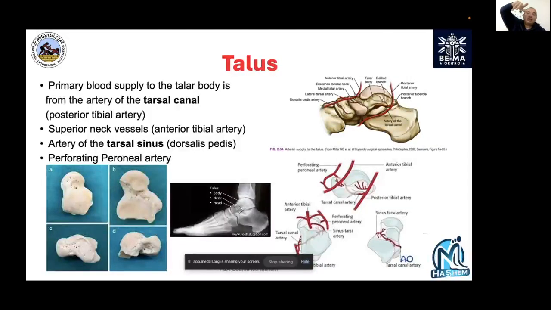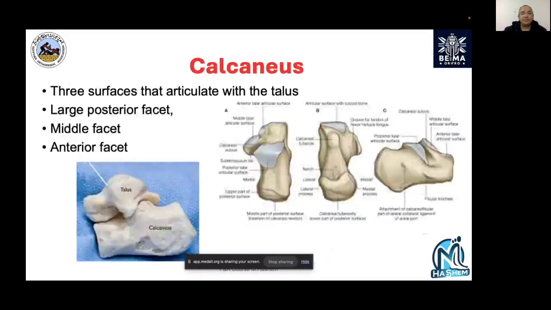So from rotation in the axial plane to rotation in the coronal plane, this beauty happens because of this special hinge, which is the unique talus, unique calcaneum, and the unique subtalar joint. So if you look at the calcaneum, it has a posterior facet, a medial facet, and an anterior facet.